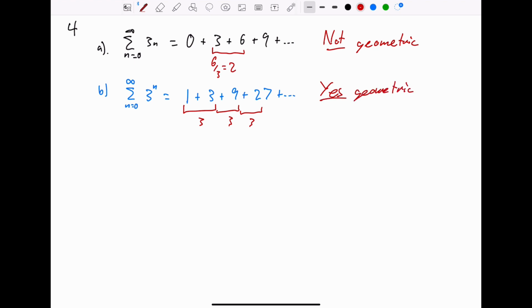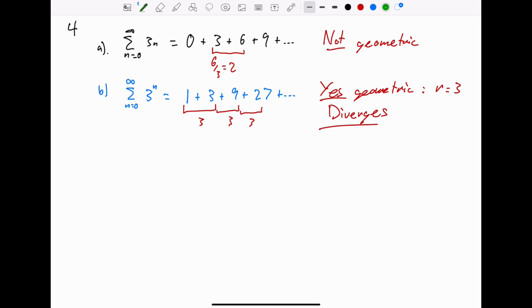Does this geometric series converge? Well, the common ratio here is 3, and because that ratio is greater than 1 in absolute value, this series does not converge. So this is a geometric series, yes, but it diverges. It does not converge to a finite value.